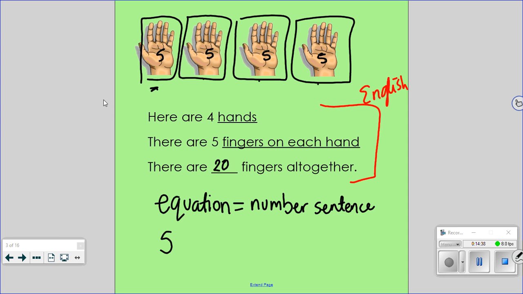You're writing what I have in black. My second hand had another five. My third hand had another five. My last hand another five. And you already told me through skip counting, that's 5 plus 5 plus 5 plus 5 is 20. That right there, that equation, that's math language.